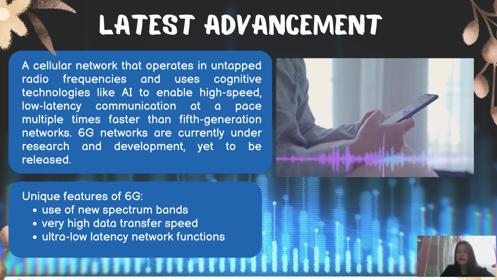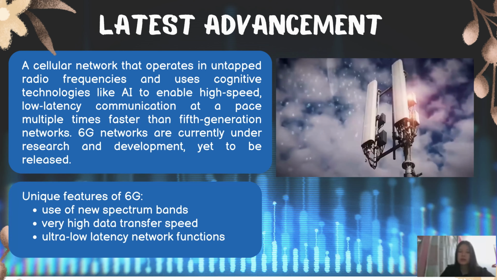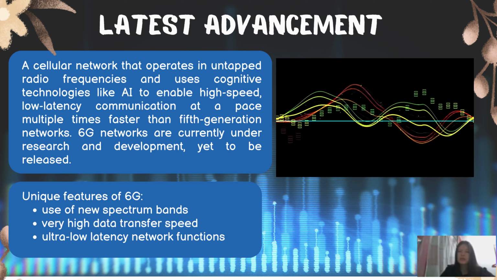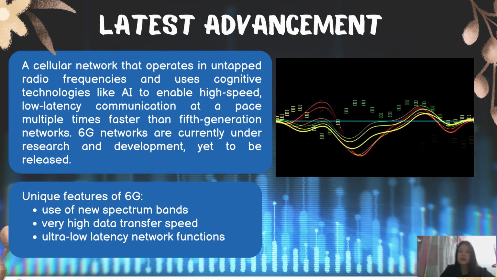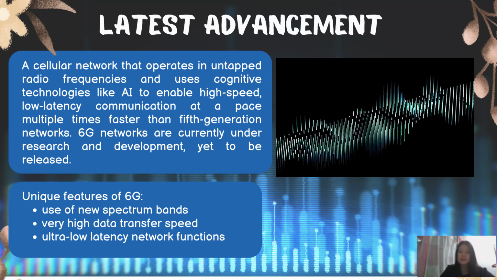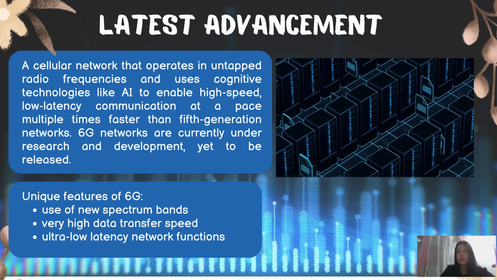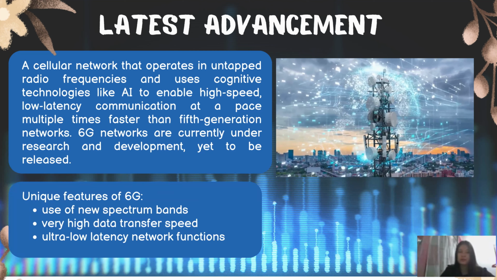6G has very high data transfer speeds. 6G will deliver a maximum data rate of 1 Tbps. Similarly, it will raise the data rate experienced by the user to 1 Gbps. Therefore, the spectral efficiency of 6G will be nearly more than double that of 5G.